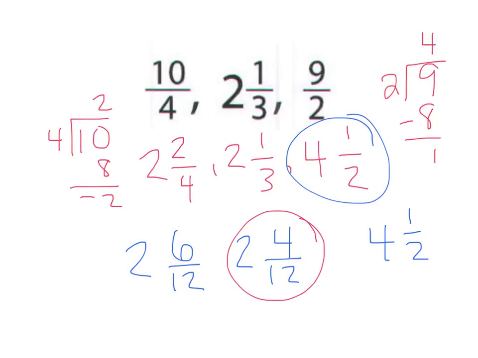So our final order is going to be, I'll just write it down here, 2 and 4/12, that's our smallest number, 2 and 6/12, and finally 4 and 1/2.